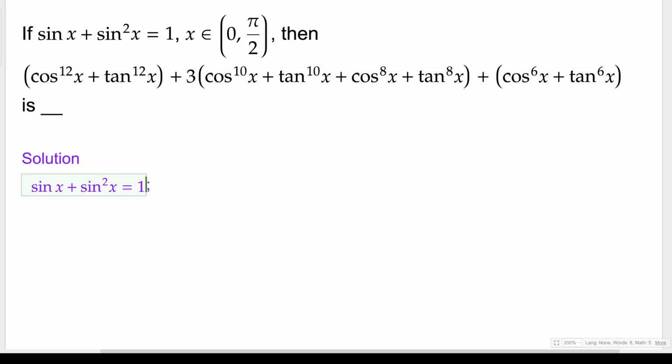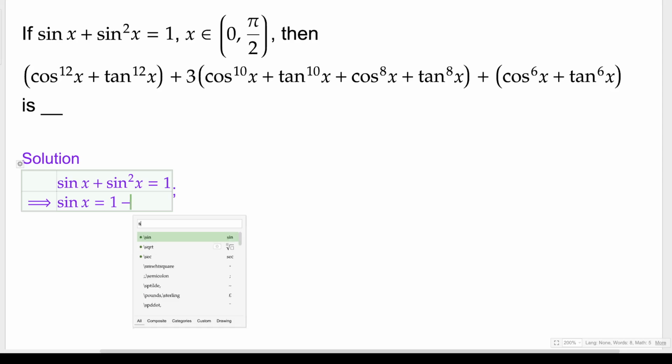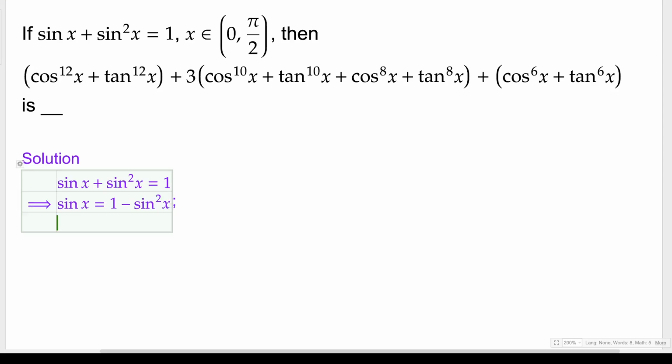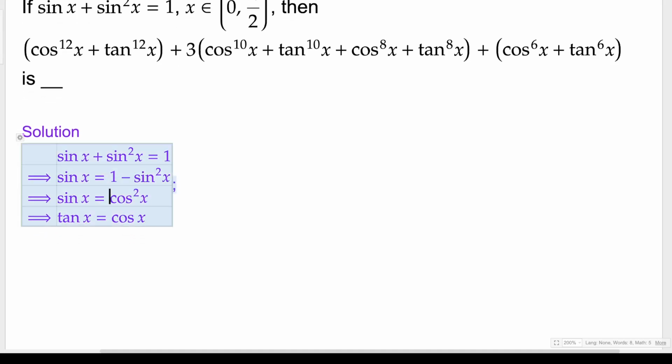So here I'll be writing this, and then from this one we can say that sin x will be equal to 1 minus sin x squared, and we know this identity that this is nothing but cos x squared. And from this we can write, if I divide by cos x on both sides, tan x will be equal to cosine of x. Now I have extracted this important piece of information because I'll be using this in order to resolve this one. So that's the basic idea here.